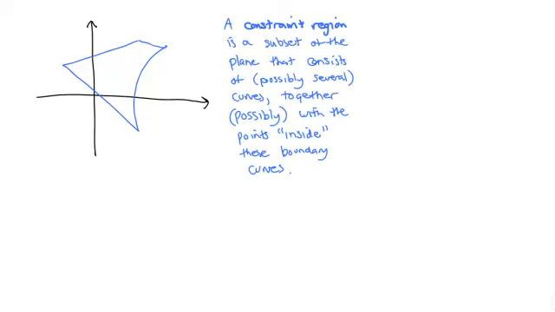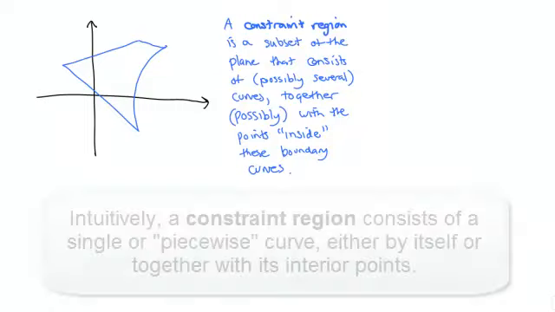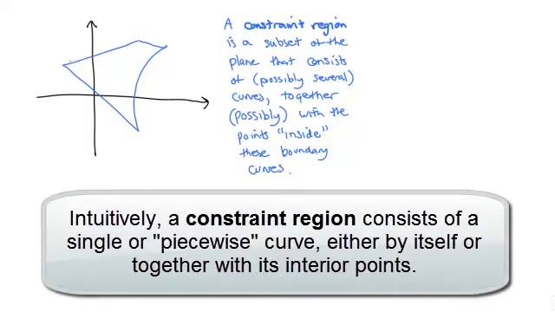Now, one of the problems we've been having is that Lagrange multipliers is great for finding extrema, but it's not so great for testing them. In order to give a useful tool for finding these extreme values, we'd like to talk about one more type of constraint region. A constraint region is a subset of the plane that consists of possibly several curves, together possibly with the points inside these boundary curves. For example, the region that I've drawn over here, which consists of 4 different curves, C1, C2, C3, C4, would be an example of a constraint region. If we also included all of the points inside this shape, that would be another example of a constraint region.